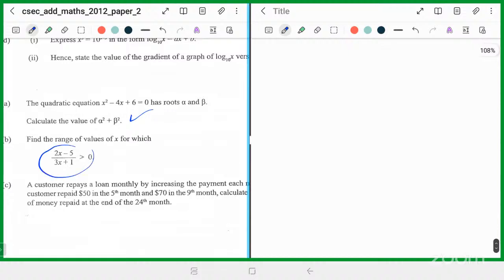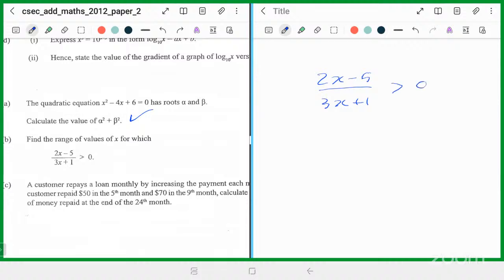So this one now is a rational inequality, easy to turn into a quadratic. You have 2x minus 5 over 3x plus 1 greater than 0. Multiply both sides by the square of the denominator, so 3x plus 1 squared, on the left side and on the right side. Why do we multiply by the square? To ensure that we multiply with a positive value. This will cancel the denominator and turn it into a product. The right side will remain 0.